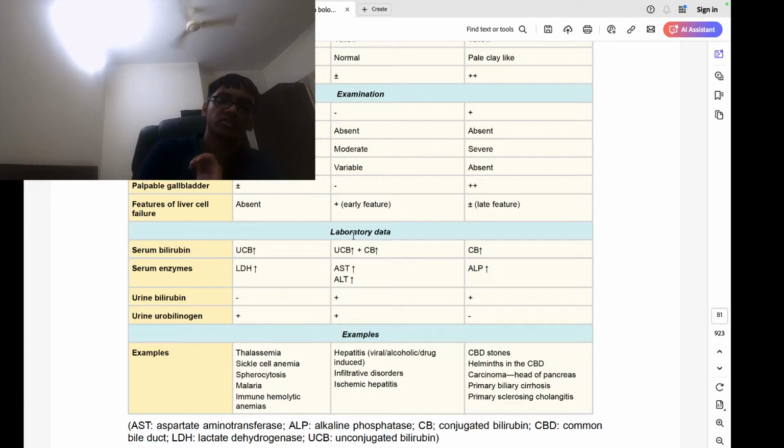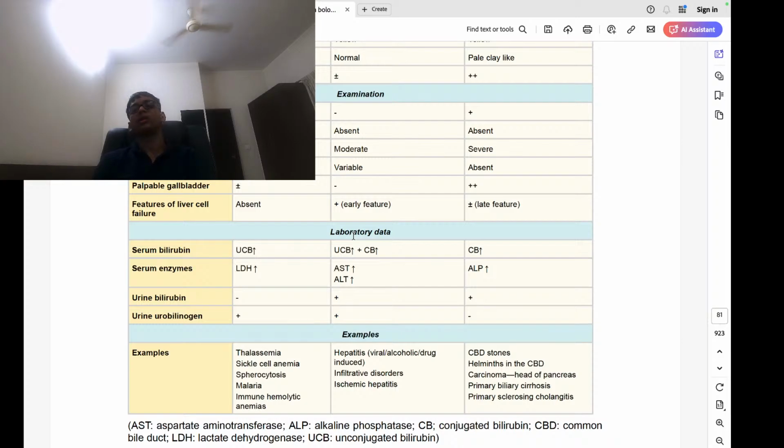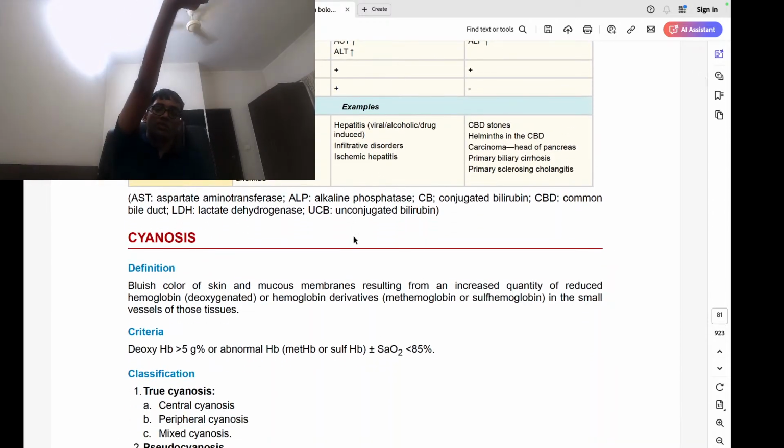Hepatic causes include hepatitis, infiltrative disorders, and ischemic hepatitis. Then for obstructive, we have common bile duct stones, helminths in the common bile duct, carcinoma in the head of the pancreas, primary biliary cirrhosis, and primary sclerosing cholangitis. And that's all for jaundice.